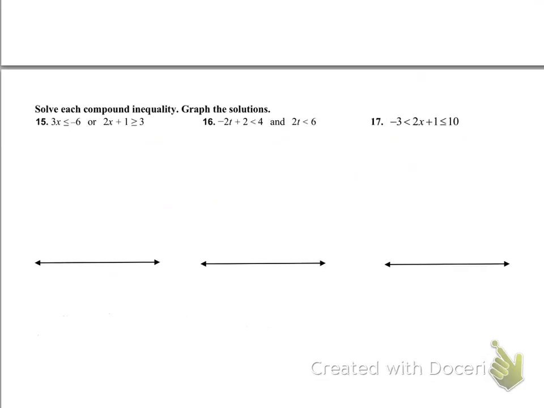Okay, so we're going to solve in graphs. So this first one I need to divide by 3 and get negative 2. I got to subtract 1, get rid of the things not attached to it first, and divide by 2. So x is greater than or equal to 1. So I got negative 2, 1.